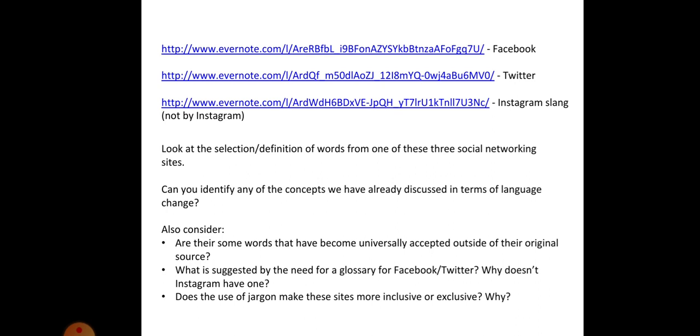So yeah, choose one of them, and as I said, break it down. So you'll see, if I remember rightly, the Instagram one possibly has more examples of this in action. More examples of blending and compounding, and the changing of words in terms of functional shifts. But you can also look at the Facebook and Twitter examples as well.